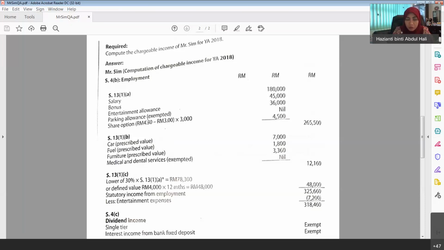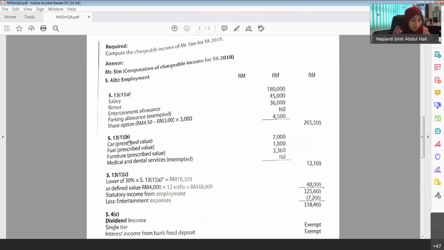All right, get it? So when you calculate the share option, as I repeat, the 4.50 is actually the market value when he gets the share. You look at the next sentence, and he exercised the option when the market value was RM5. We do not want RM5, we only take 4.50, that is the market value when he gets the share. So 4.50 minus 3 times 3,000 units, so 4,500 is taxable. Any question for 13.1A? No? Okay, alright. So total would be 265,500. Always remember to total up your section 13.1A, because 13.1A will be used under 13.1C later.